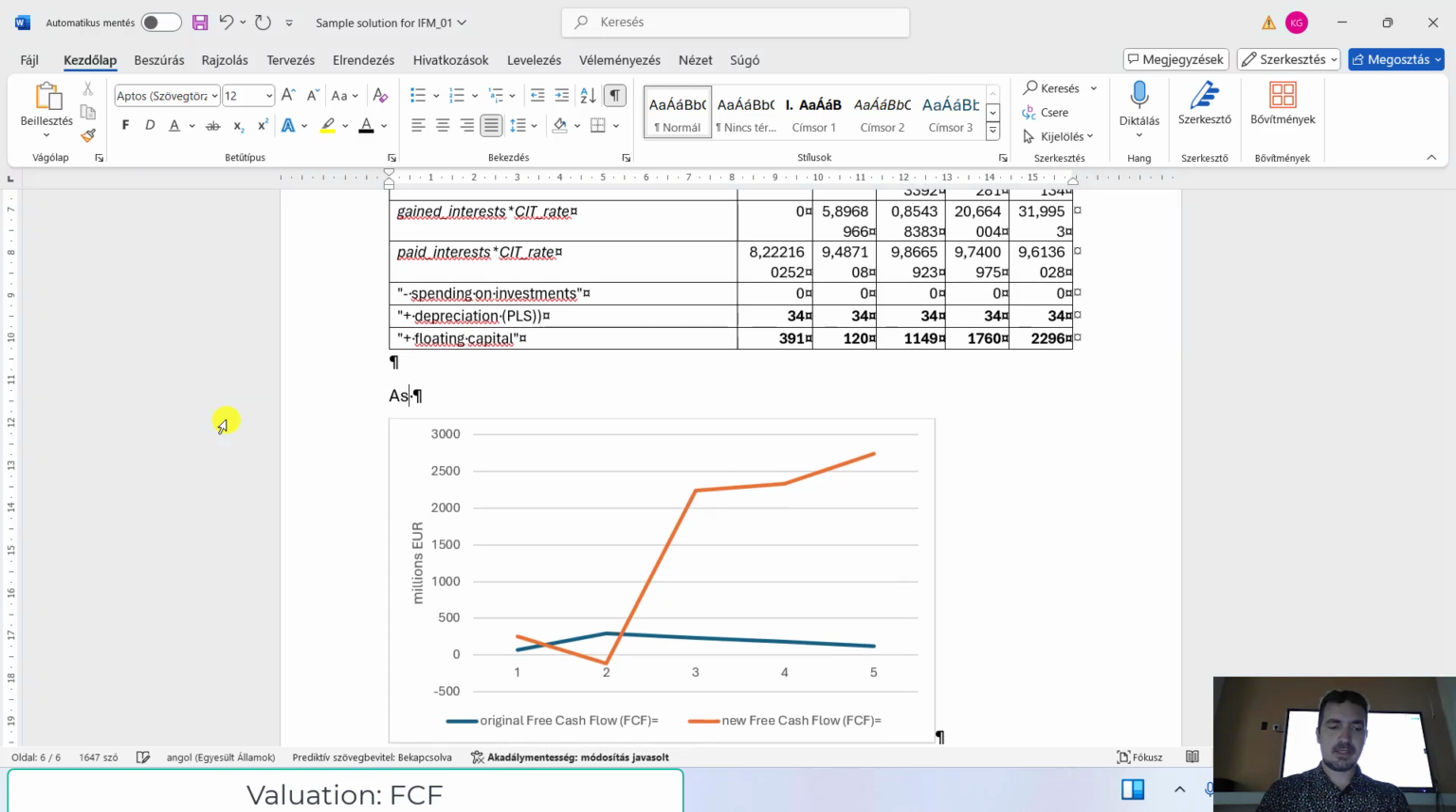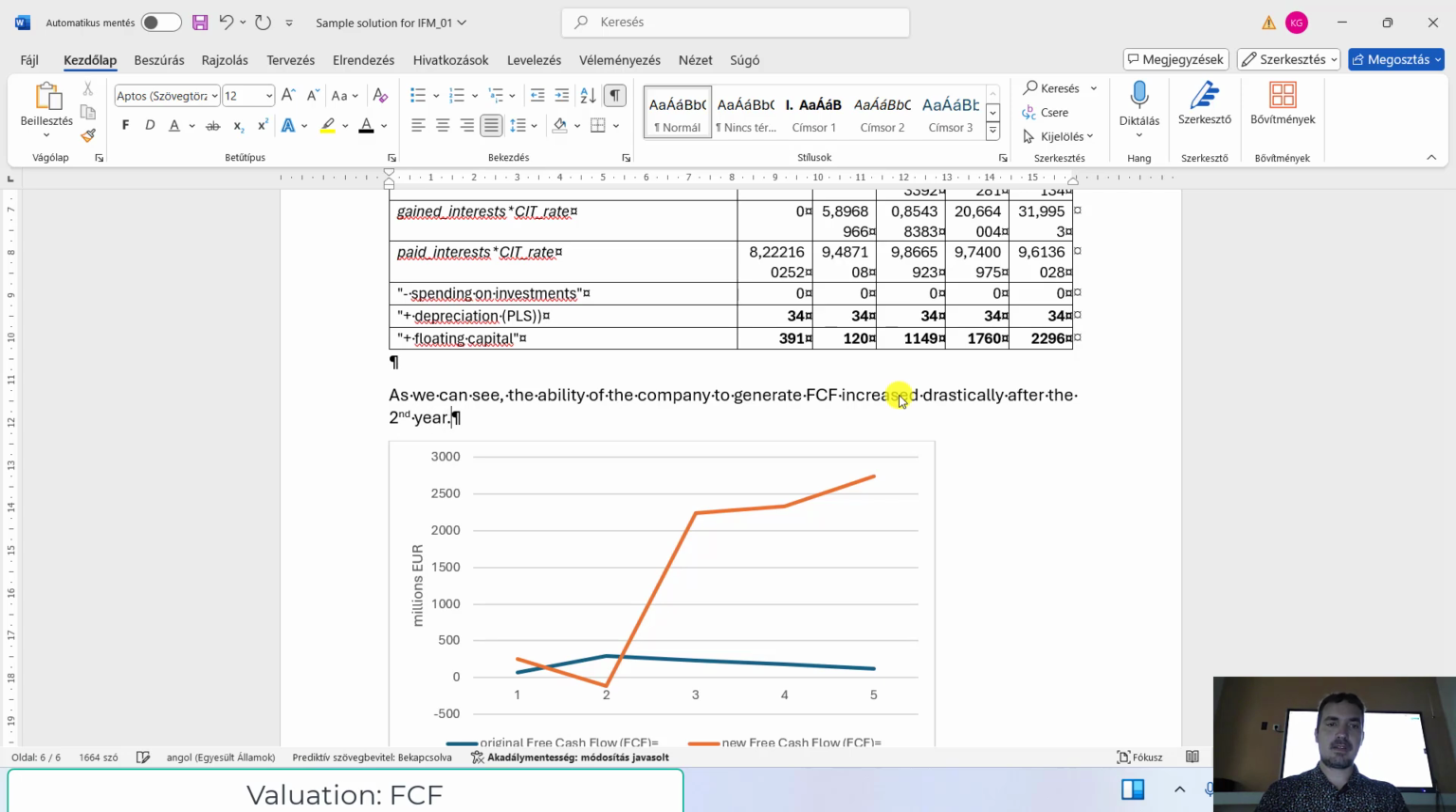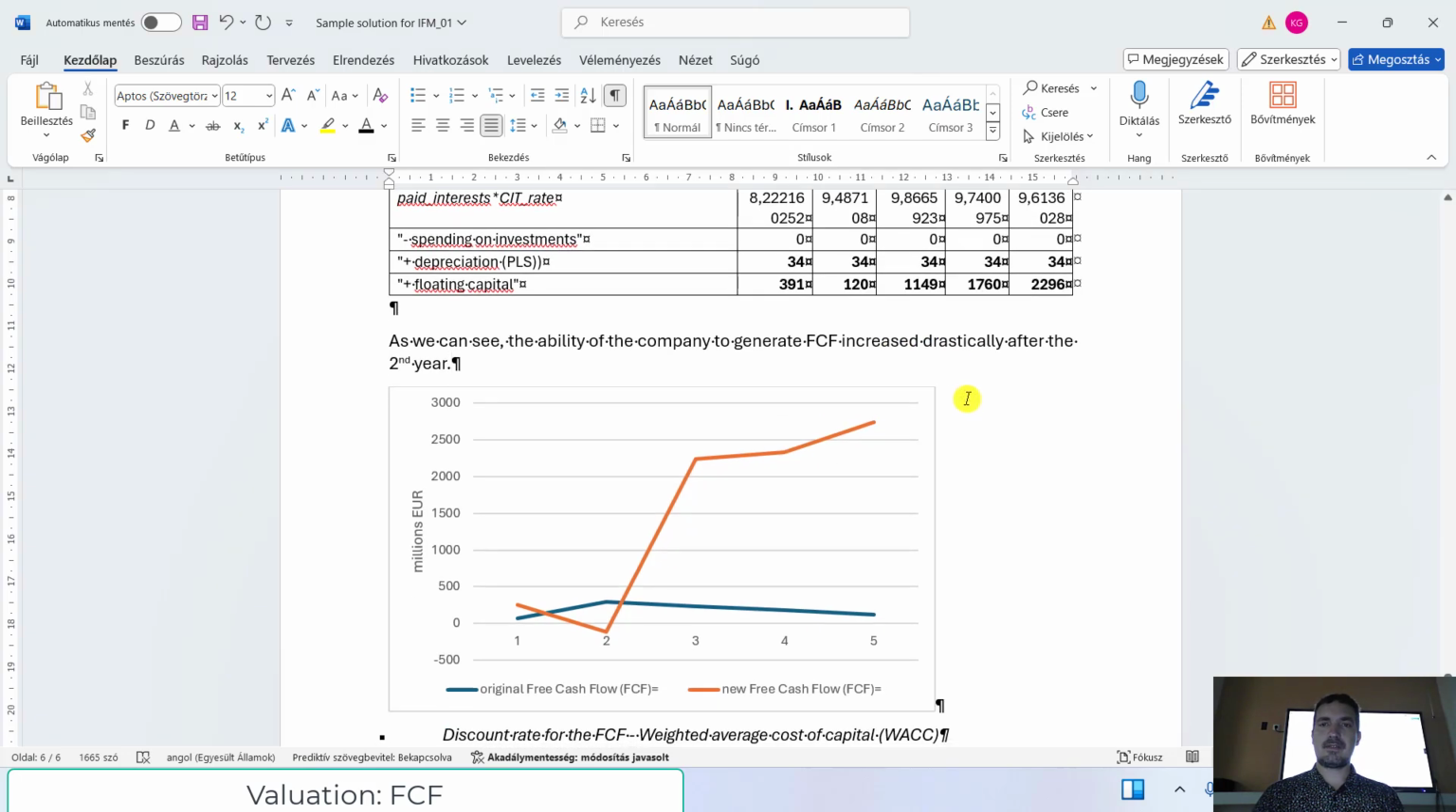Okay, so as we can see, the ability of the company to generate free cash flow increased drastically after the second year. Yay! Bless you.